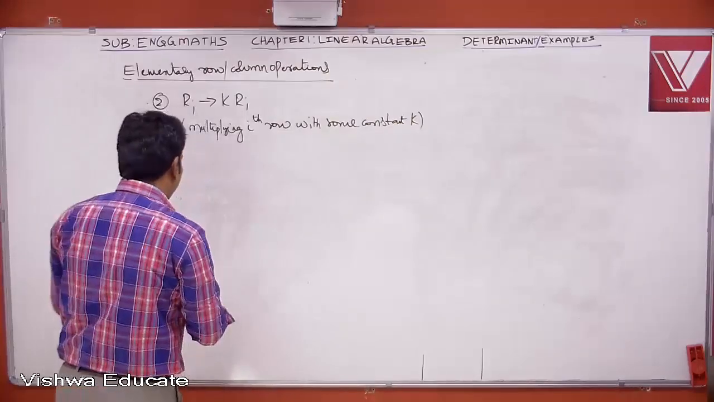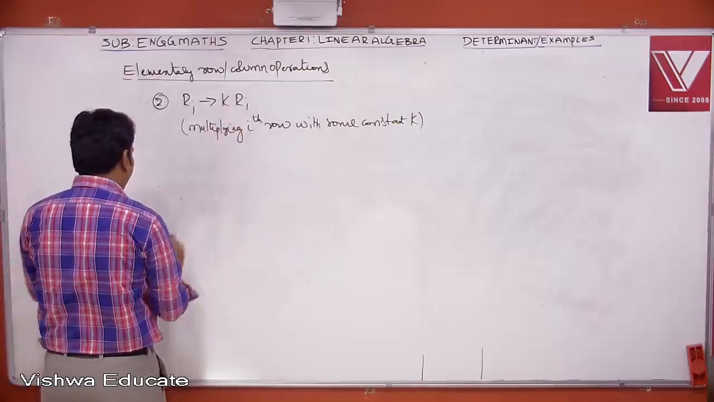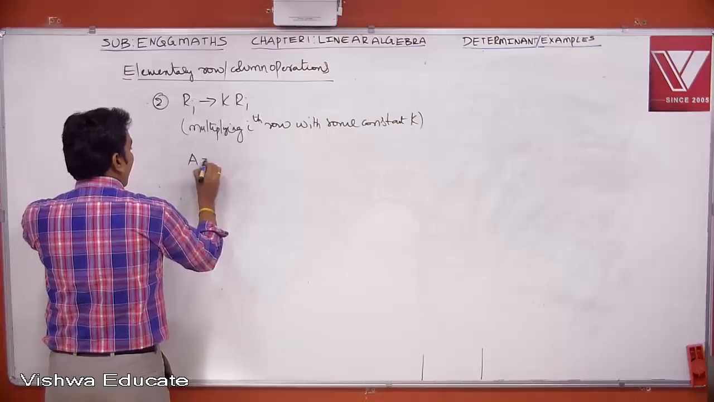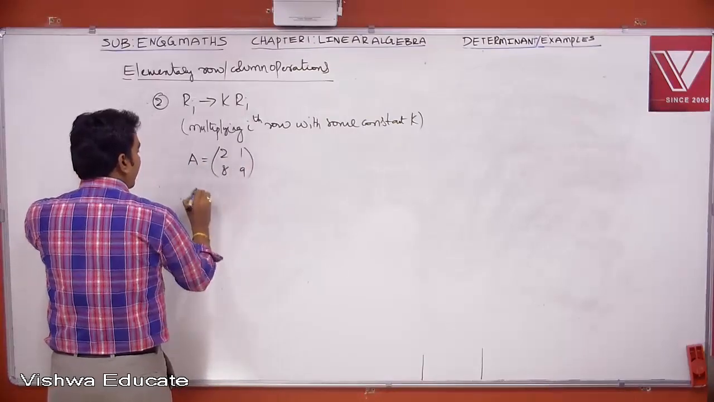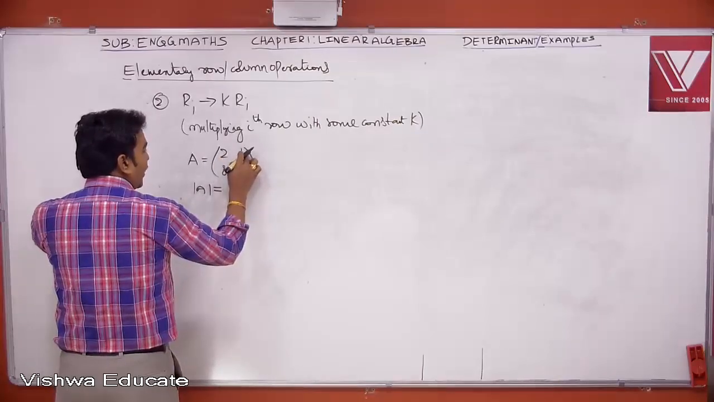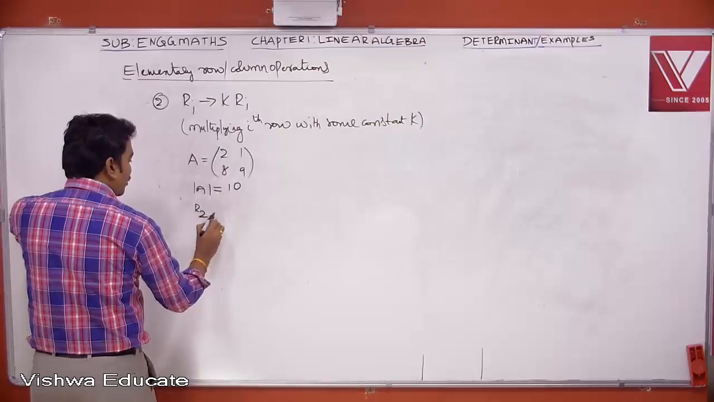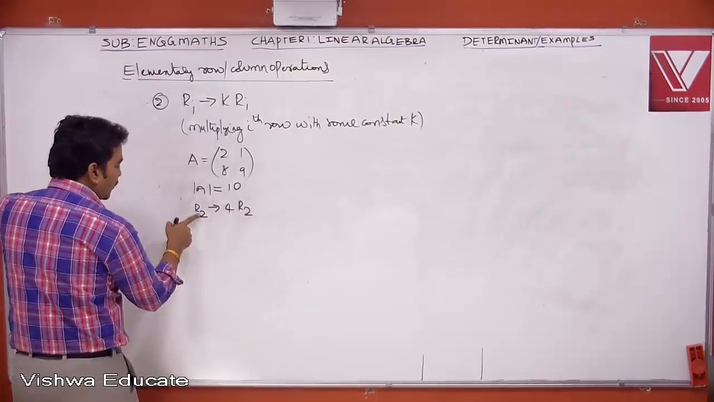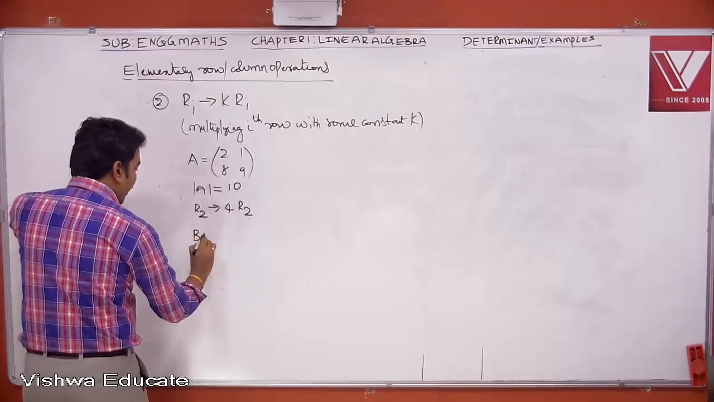Now let us see what will be the change in the determinant of a matrix before applying this and after applying this. Again, we start with a simple 2 by 2 example. Suppose I have a matrix A equal to 2, 1, 8, 9. Now the determinant of this matrix is 2 into 9 minus 8 into 1. 18 minus 8, this is 10. Now here I am taking R2 implies 4 into R2. So that means only the second row is multiplied with 4. As a result, I am getting a new matrix B.